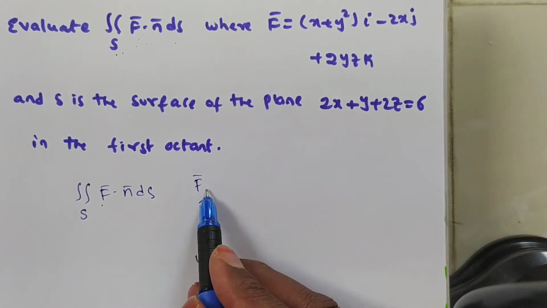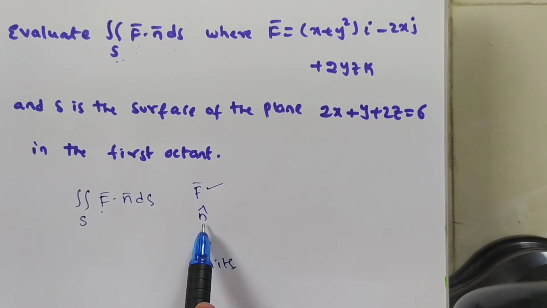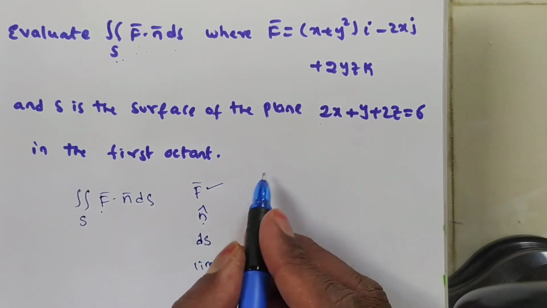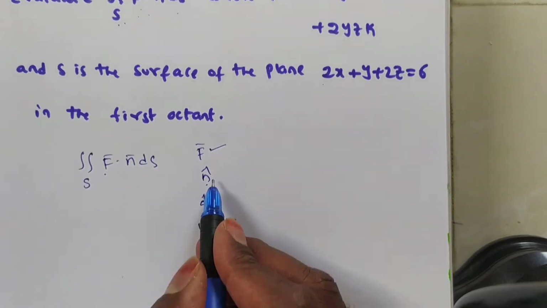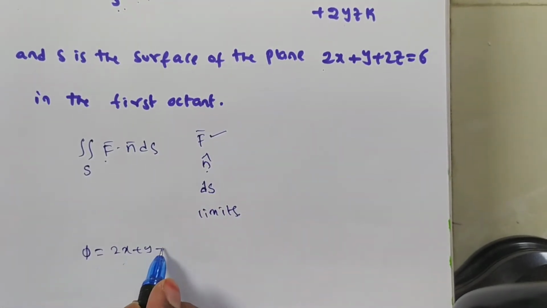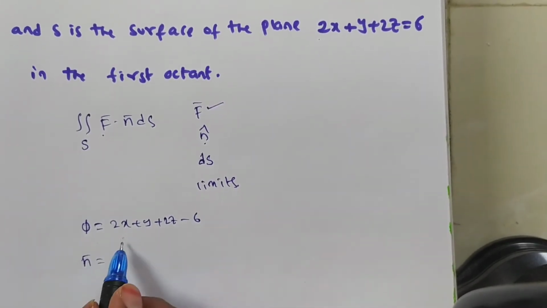First, are they given F bar in the problem? Yes. Second, are they given a unit normal vector? No. So what did they give? The surface. Consider the surface phi equals 2x plus y plus 2z minus 6. What is n bar here? n bar is nothing but del phi.